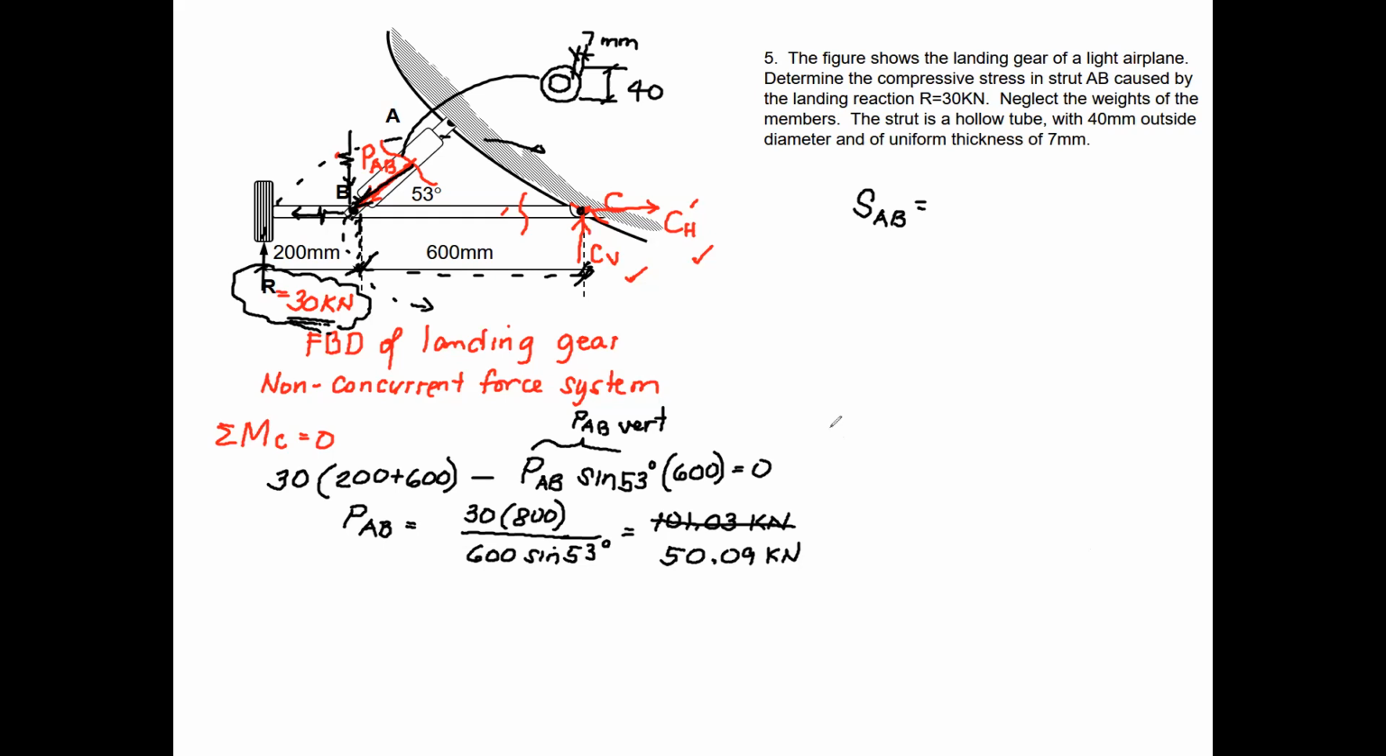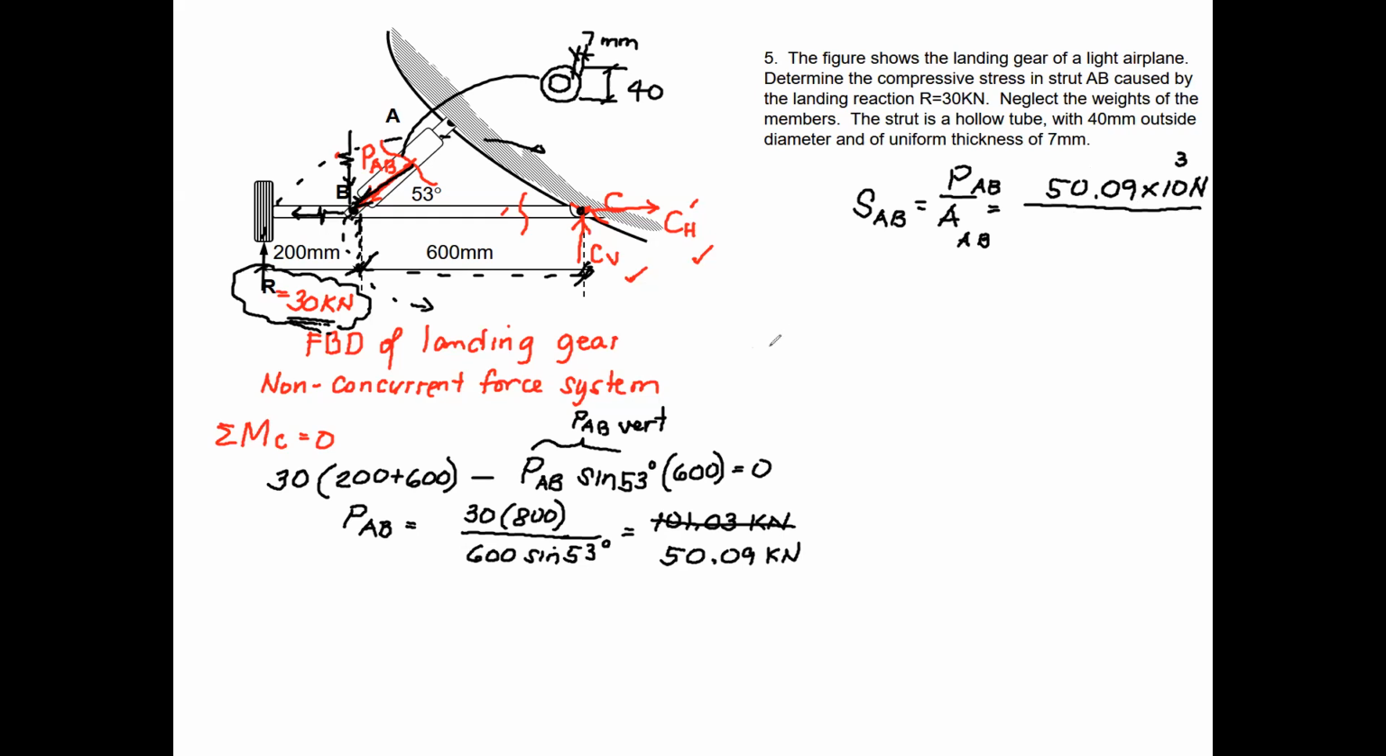Are you ready? Force over area. Of course, it's the force P divided by the area. What is the force, Ursuliano? Siyempre, P of AB rin to, at area ng AB rin to. Ano? 50.09 po. Kaya lang nakakilonewton siya. You always have to express the force in newtons. So we multiply by 1,000.